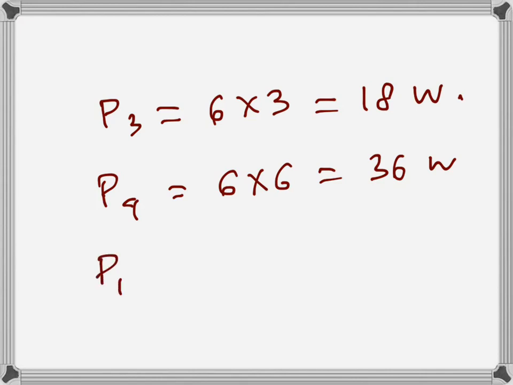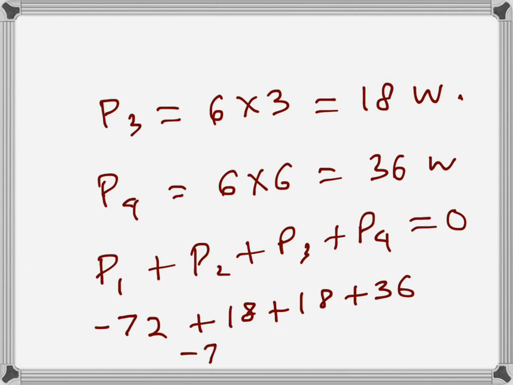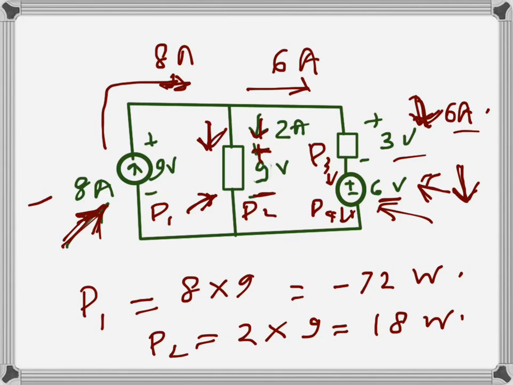So according to conservation of energy, P1 plus P2 plus P3 plus P4 will be 0. Let's see if that happens. P1 is negative because this is supplying power, or it's delivering power, so minus 72. Then we have 18 plus 18 plus 36. So let's see what happens. This is minus 72 and this one when added up is plus 72, so that is actually 0. So this is the power condition of the particular circuit.